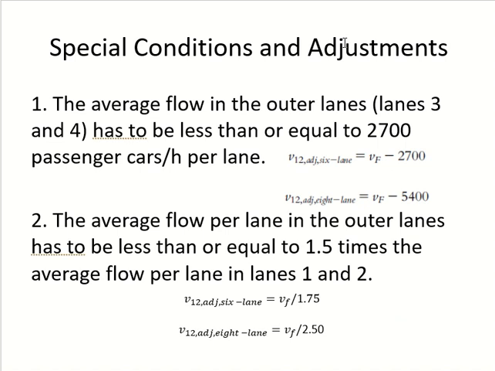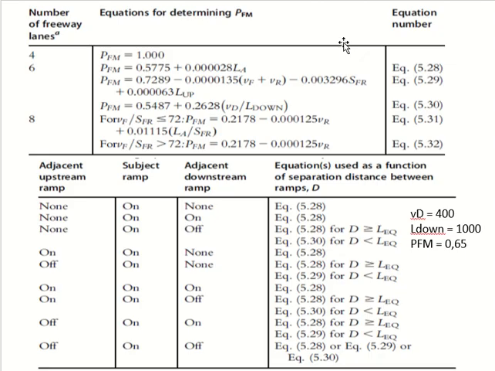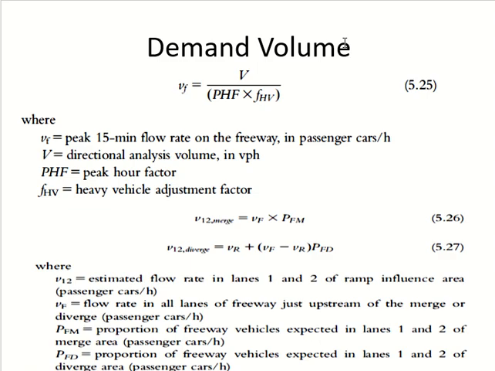So you will find out PFM or PFD. For a merge segment we need PFM, for a diverge segment we need PFD. Then you will put it in one of these equations and find out what? The flow in the first 2 lanes, either for the merge or for the diverge. After PFM and PFD, the next thing you find out is V12, merge or diverge, whatever case you have. Clear? Okay, so now I know the value of flow in the first 2 lanes.